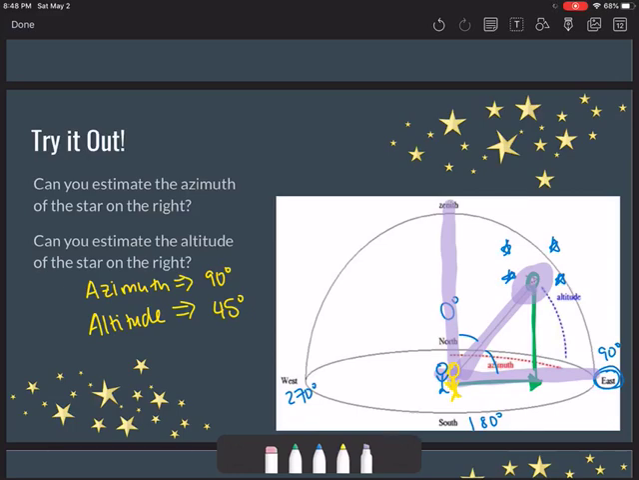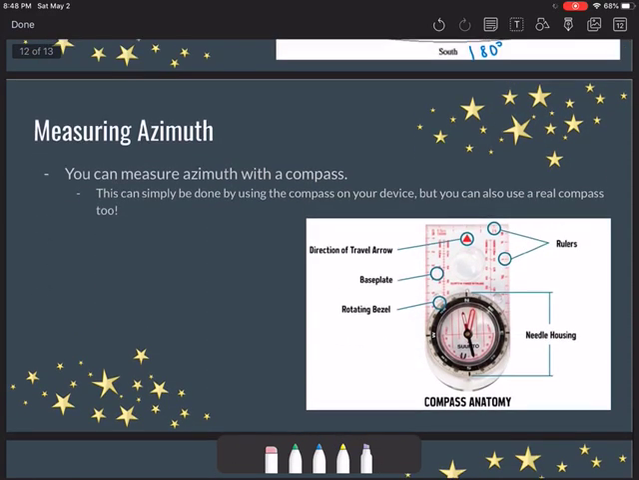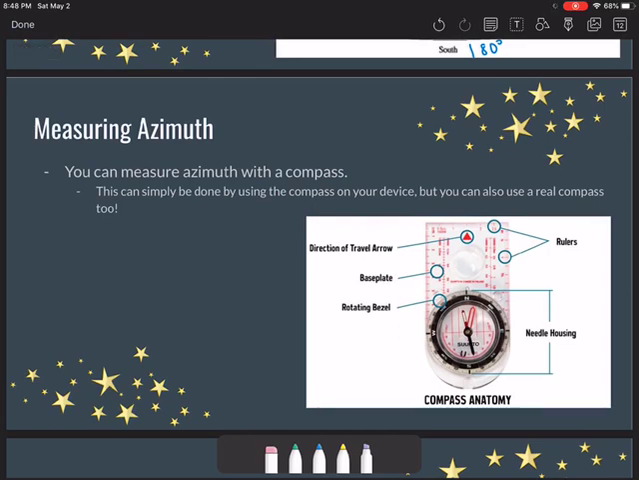So altitude and azimuth is actually something we can measure ourselves. Azimuth, you could actually just straight up measure with a compass. On your device, you should have a compass app that, if you point your device in the direction you are facing, will tell you north, south, east, west, but it will tell you that in degrees.